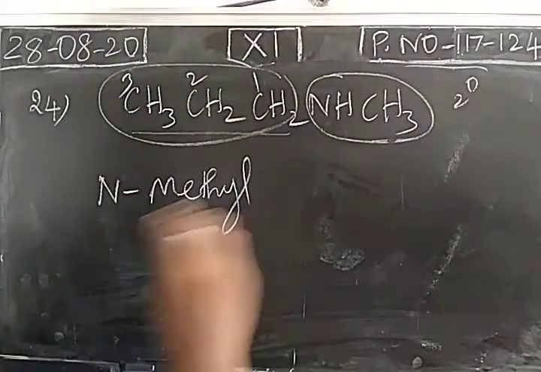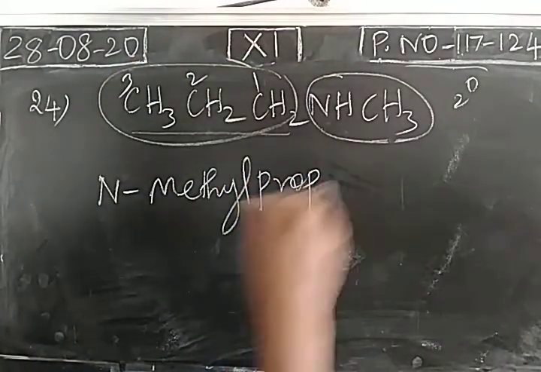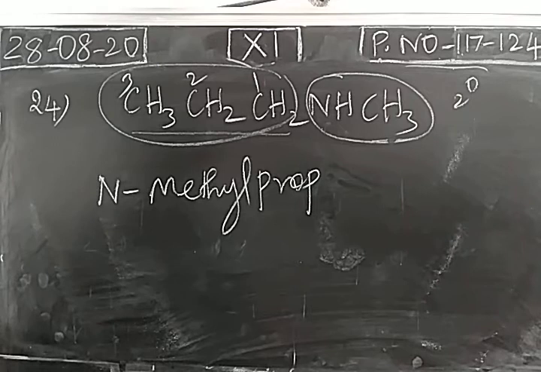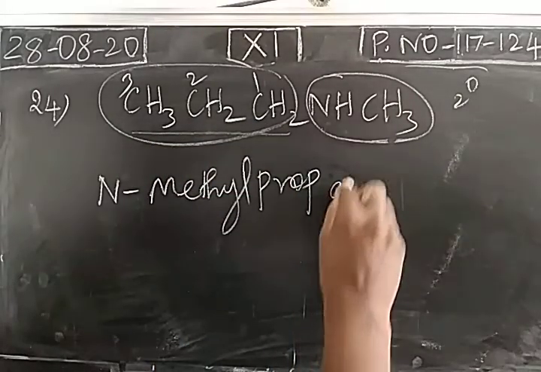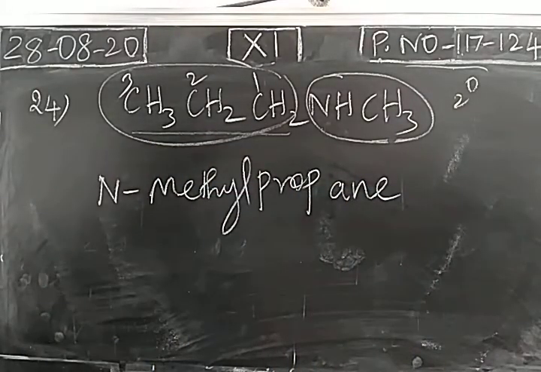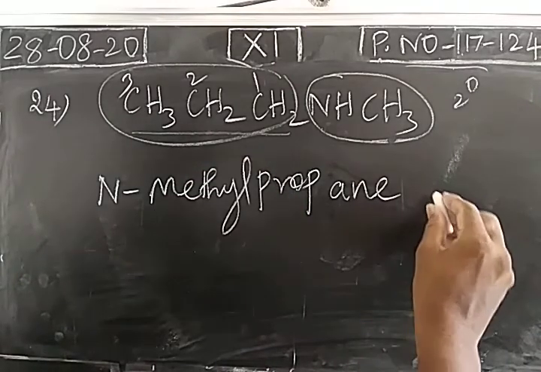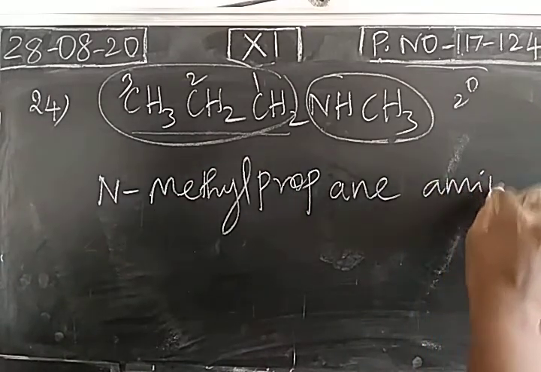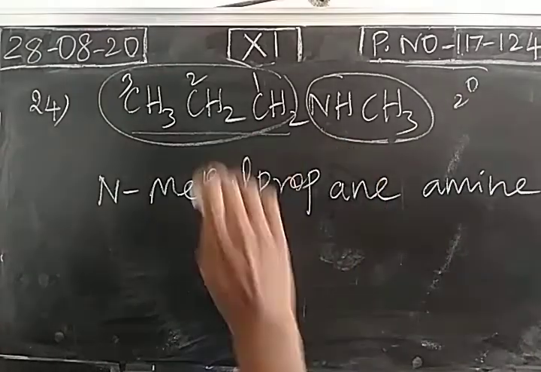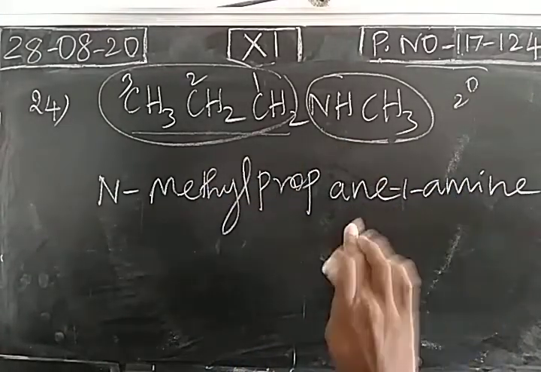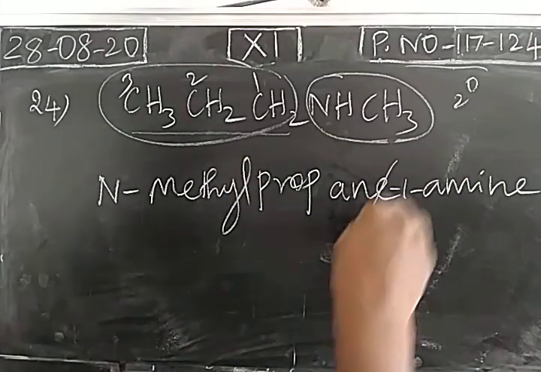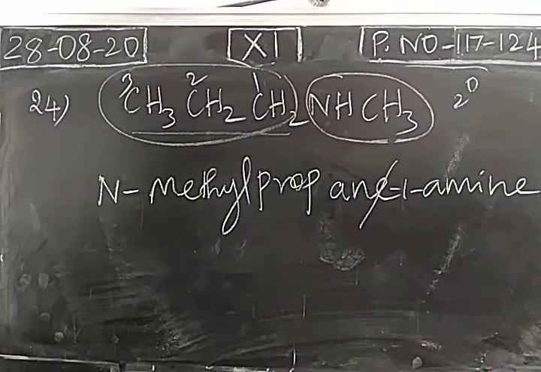In the longest chain, we have 3 carbon atoms, root word prop, single bond only present, primary suffix ane, functional group amino group, so secondary suffix amine. Now this amino group is at first position. By joining primary and secondary suffixes, the last letter of the primary suffix will be struck out. So it is N-methyl propane 1 amine. Okay.